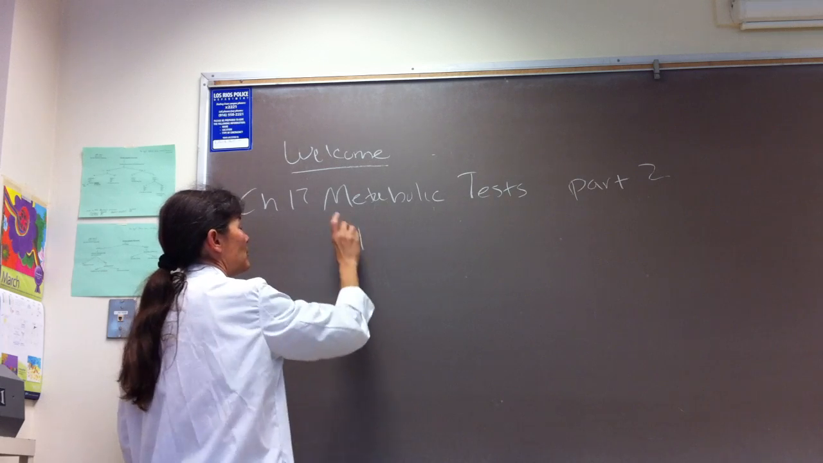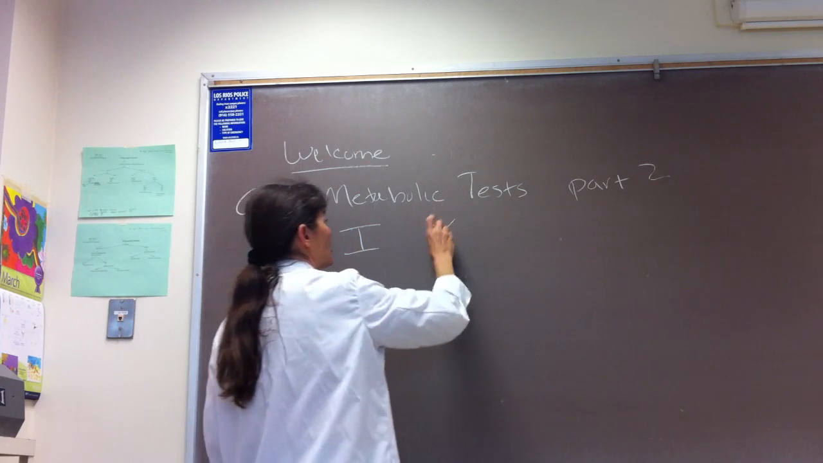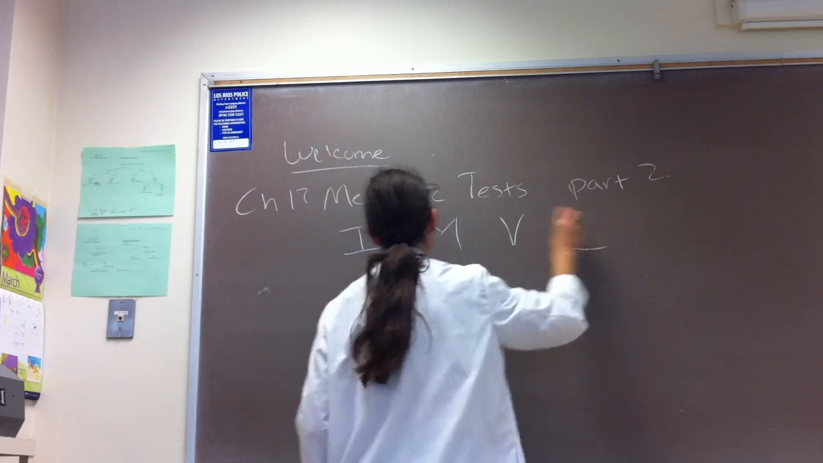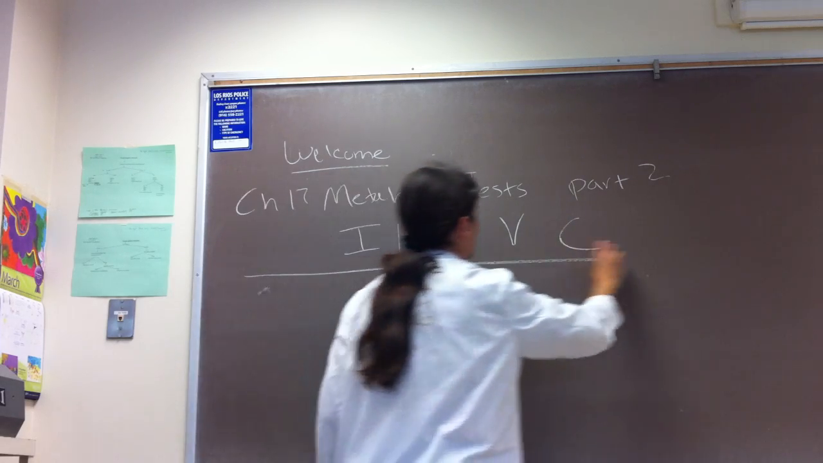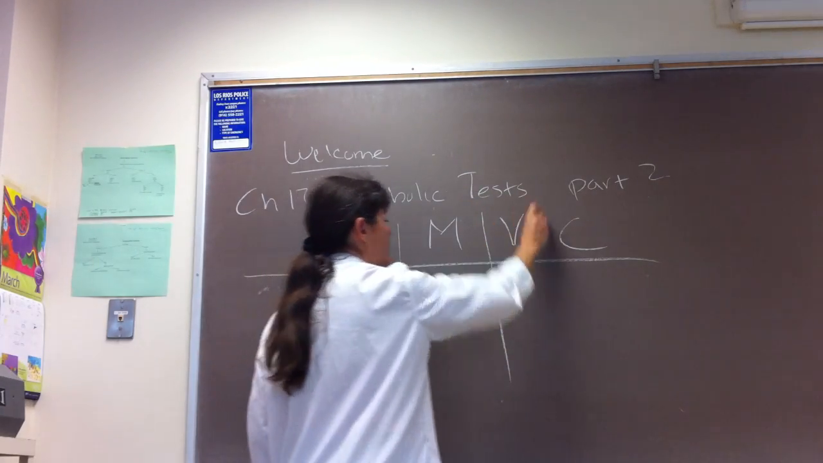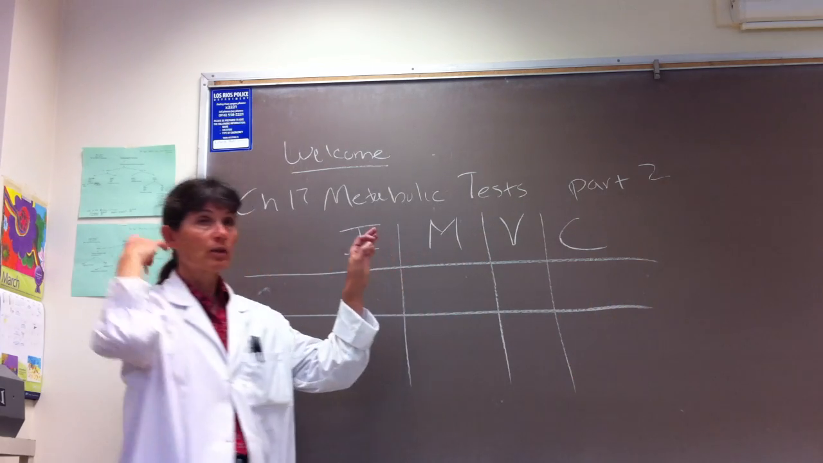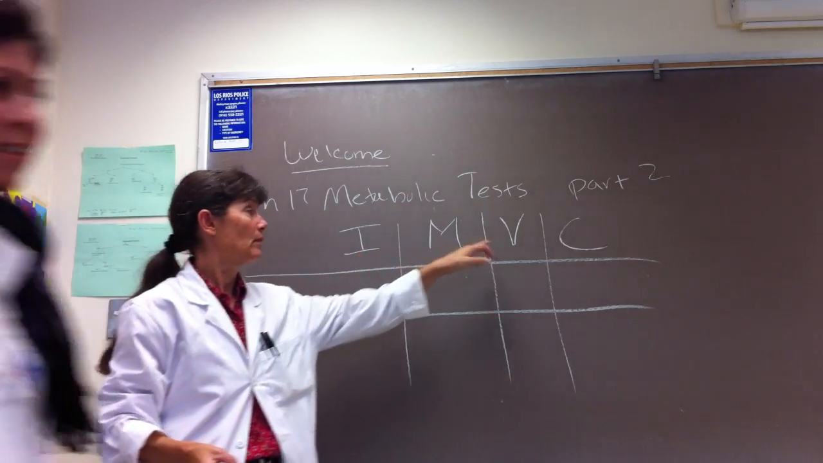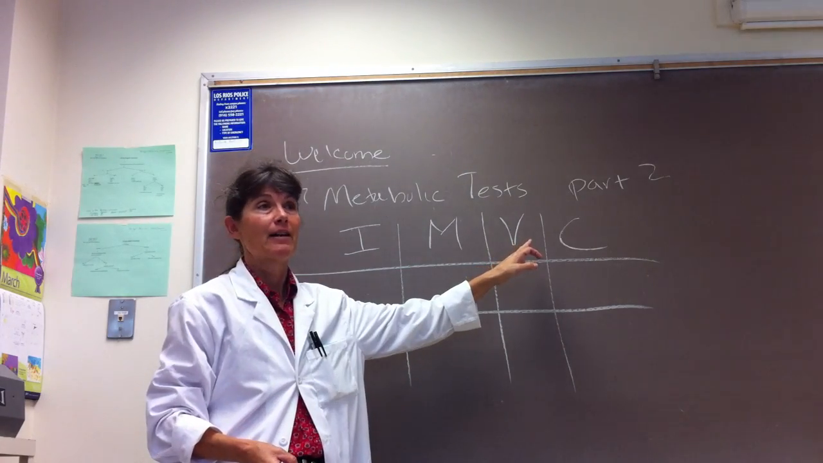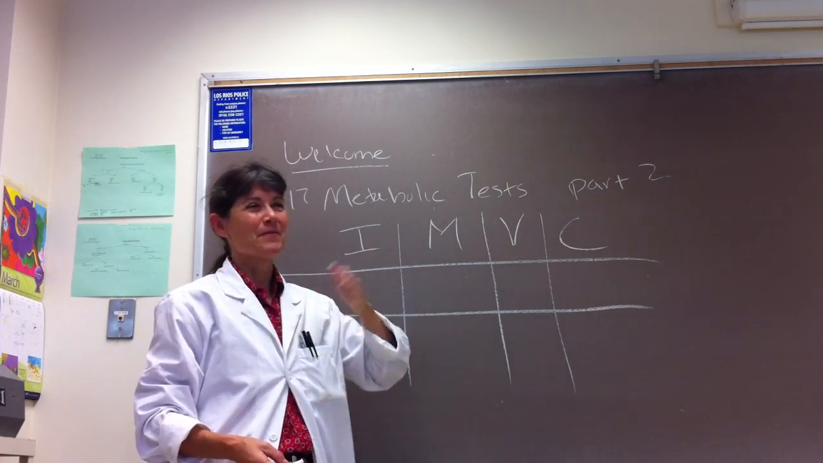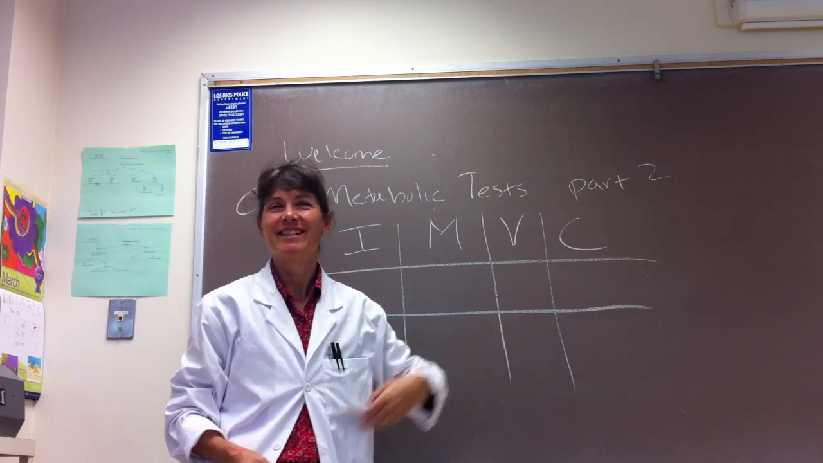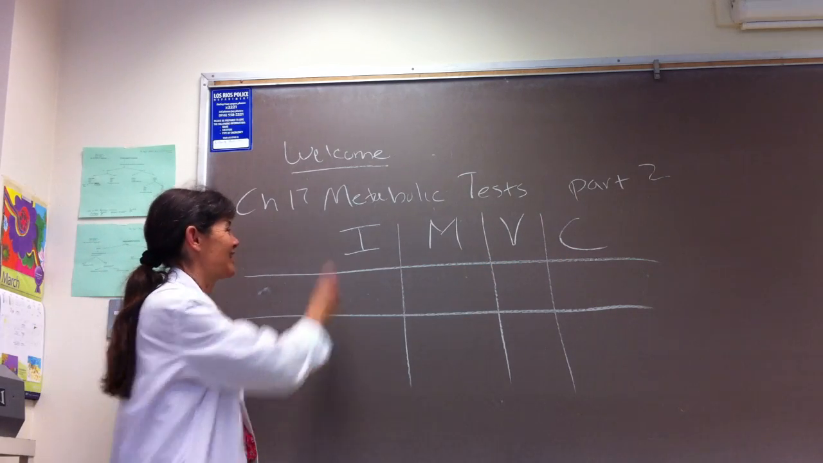And you all will remember we first did our IMViC tests. Okay. So help me out, you guys. What does the I stand for? Indole. Indole, good. And what's the M stand for? Methyl red. Methyl red, good. The V? Something that I can't pronounce. I know. Voges-Proskauer. And the C? Citrate. Good. Okay.